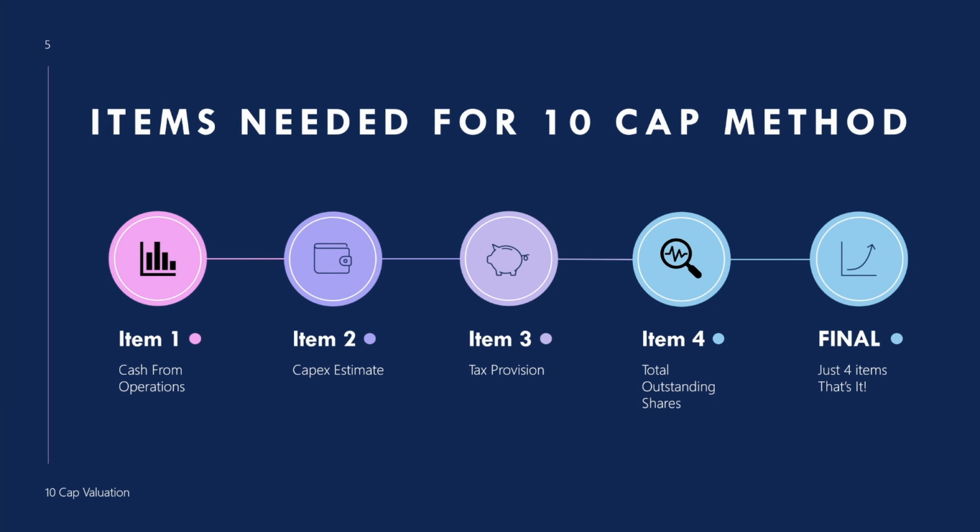So in order to calculate the 10-cap buy price of a company, you really just need 4 items. The first item is cash from operations, which you can find on the cash flow statement. Item number 2, you need to know the capital expenditures of the business, also found on the cash flow statement. Number 3, you need to know the tax provision of the company, which you can find on the P&L or the income statement. And number 4, you need total shares outstanding for the business. Those are the 4 items. You have those 4, you can calculate a 10-cap target buy price.